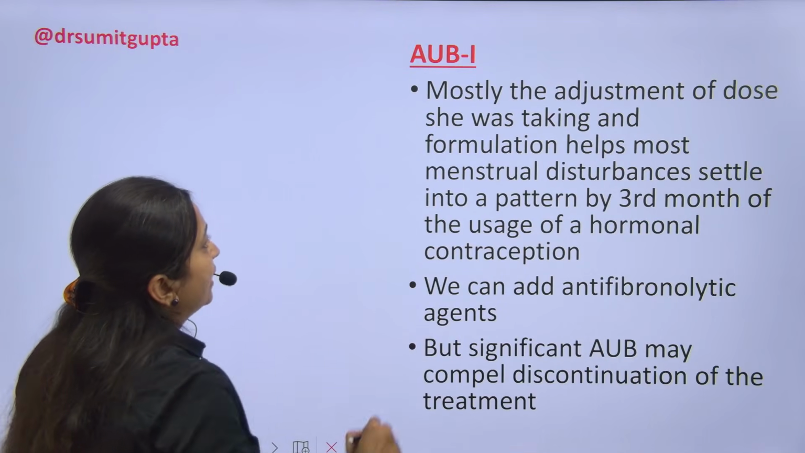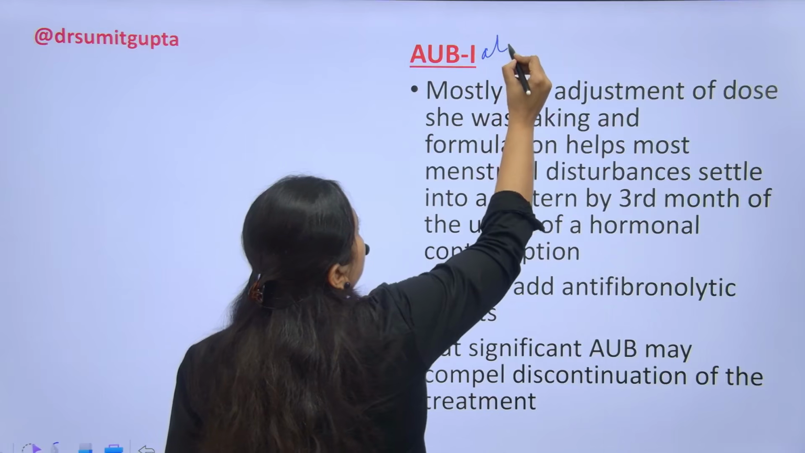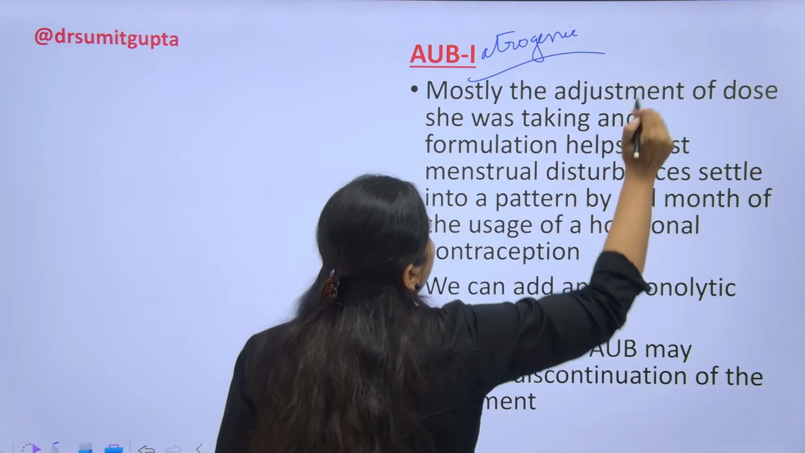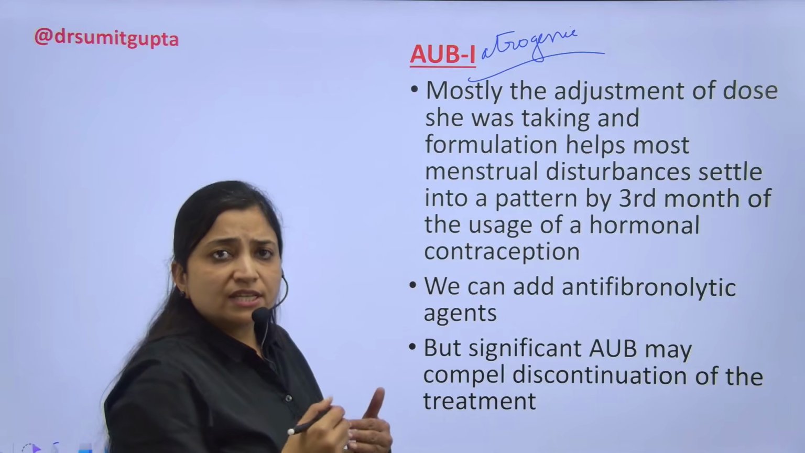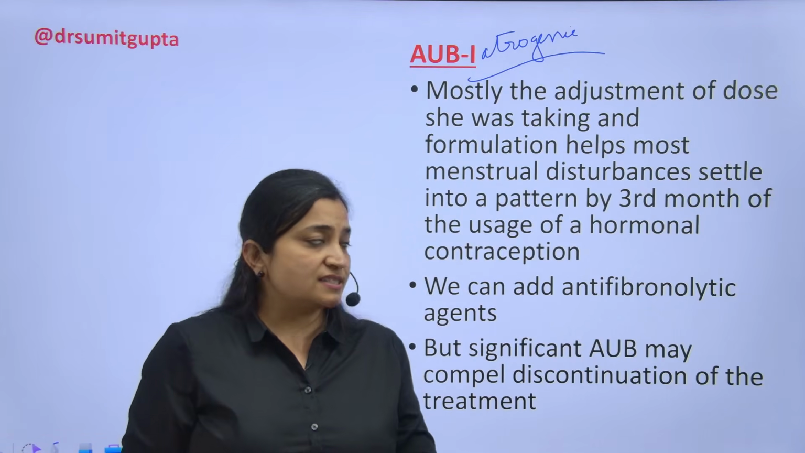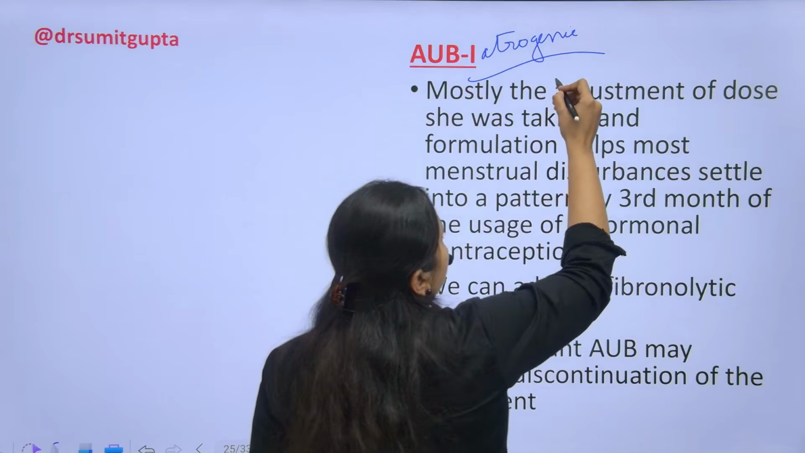Then comes iatrogenic cause, doctor-induced AUB. What is this? It mostly happens when the patient is taking hormonal preparations for contraception or for some other diseases. So adjustment of the dose should be done.